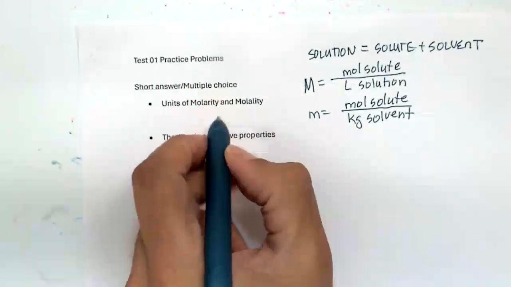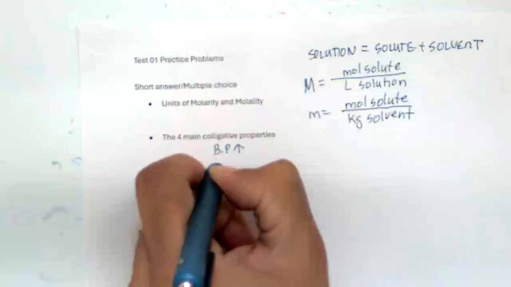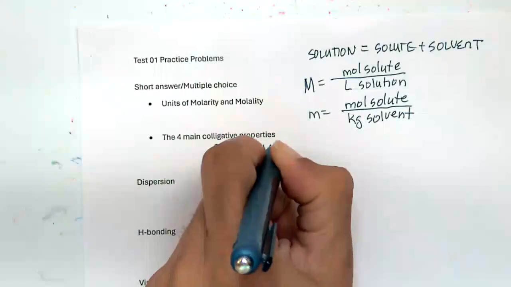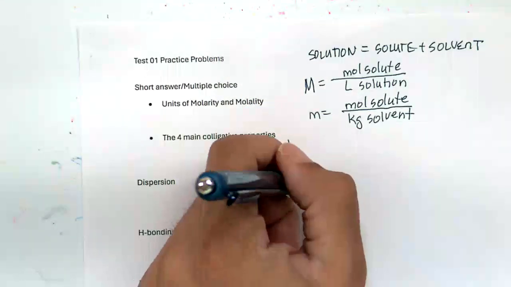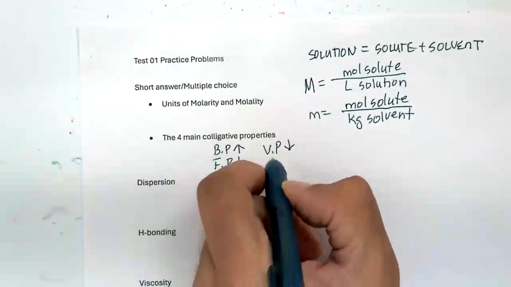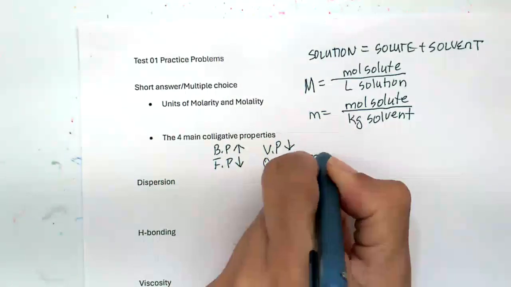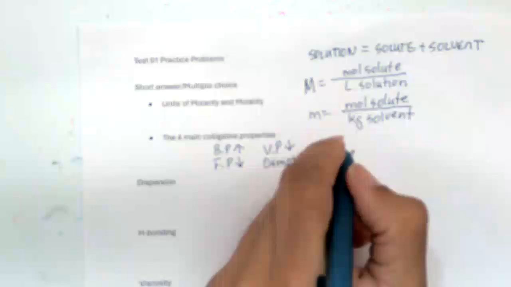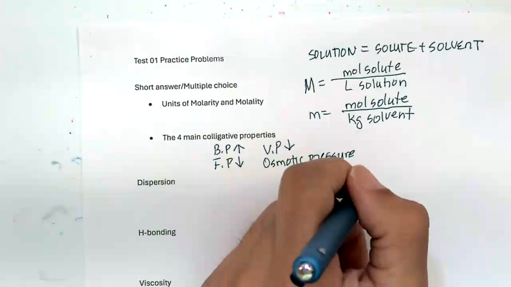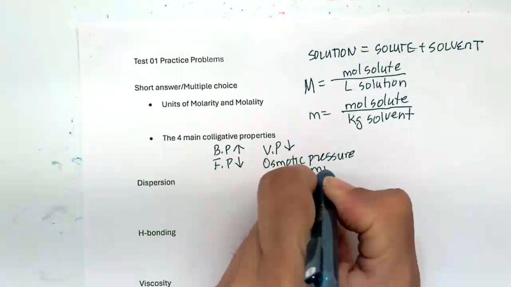What about the four main colligative properties? We started off the class talking about it. The boiling point goes up. The freezing point goes down. The vapor pressure, what happens to that? Goes down. And then what happens if you have a semi-permeable membrane? Osmotic pressure. Monday's video that you watched, I gave you extra credit, has an osmotic pressure problem that we did together. This is pi equals MRT.